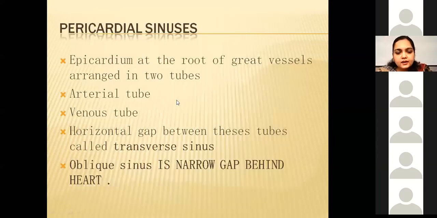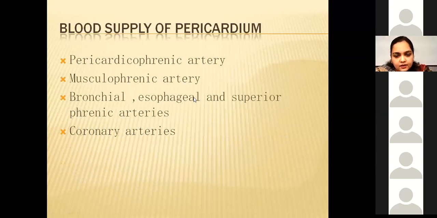Now the pericardial sinuses: the horizontal gap between these tubes is termed the transverse pericardial sinus, and the oblique sinus is situated just posterior to the heart, and they are present between the arterial and the venous tube. You will better understand this when you read the development of the heart, the development of the primordial heart tube, how the two tubes are formed, arterial tube and the venous tube, and due to reflection of the pericardium, these two sinuses are simply the passages that appear in the pericardium.